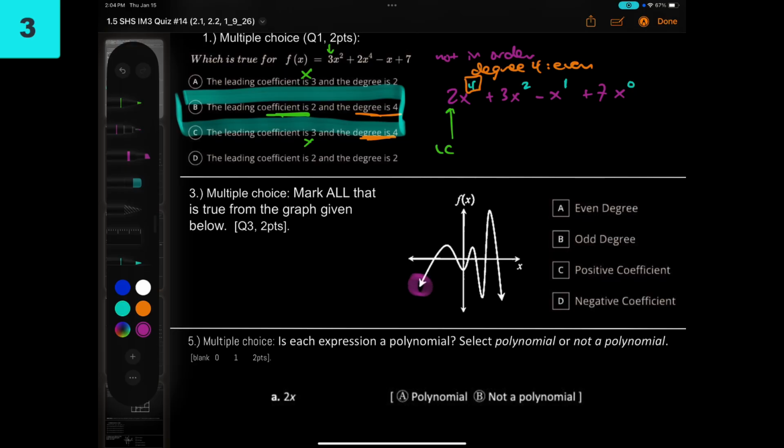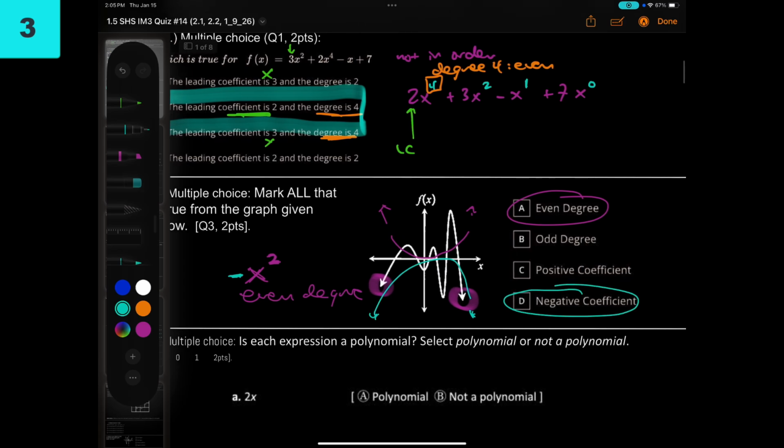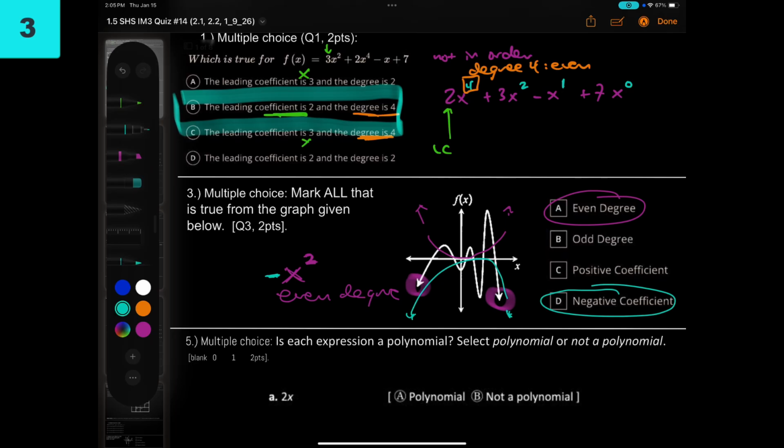Okay, these are together, so if they are together, that is an even degree. Why? The easiest even degree we know is x to the second. Now, x to the second will actually look like this, and then the negative sign will flip it to be going down. So down and down would be a negative leading coefficient. Okay, the grading scale for that one, I will show you right now.